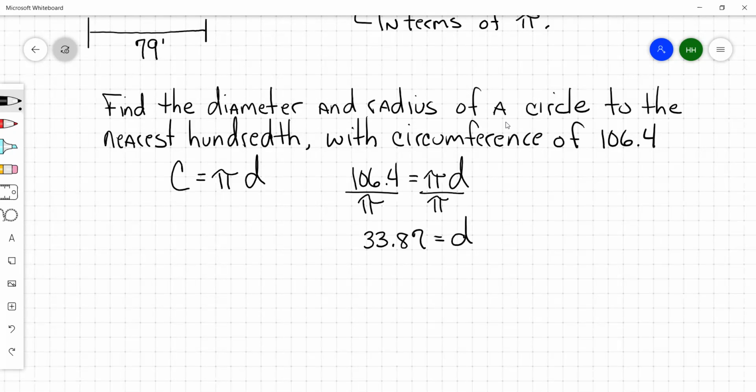That equals your diameter. And then you need the radius as well, so you divide your diameter by 2, and you get 16.93 equals the radius. Everybody okay with that? Pretty straightforward stuff.